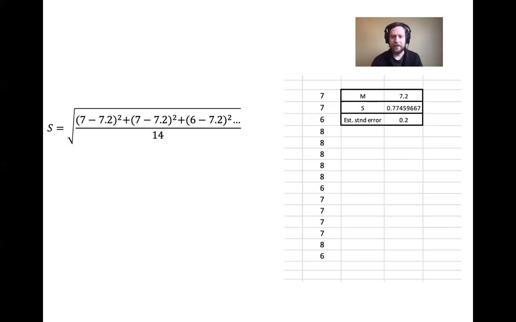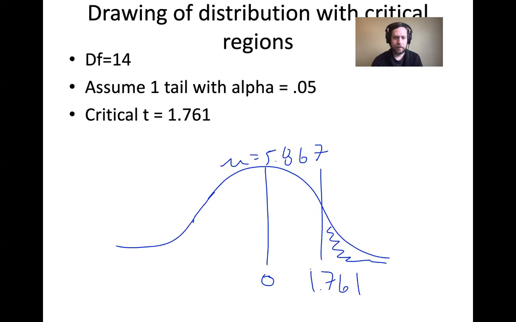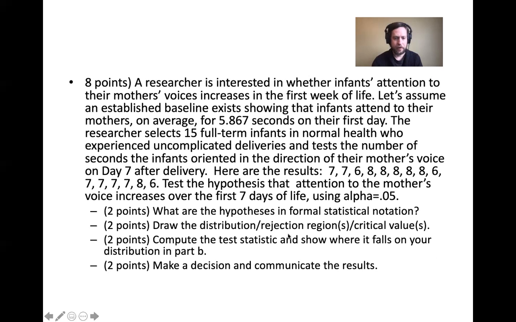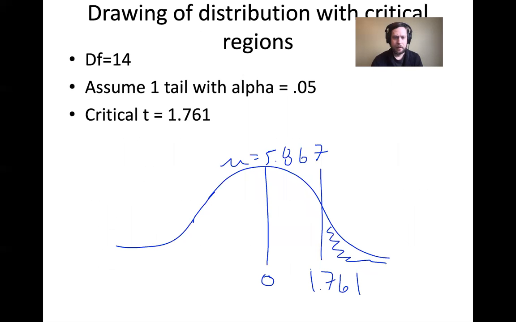In order to do this problem, draw the distribution with the critical values, we do need to look up the critical T value, which I've already shown you. The answer is right here, 1.761. But let's go ahead and verify that. So we're going to be doing degrees of freedom equals 14. That's because we have 15 infants. 15 minus 1 is 14.